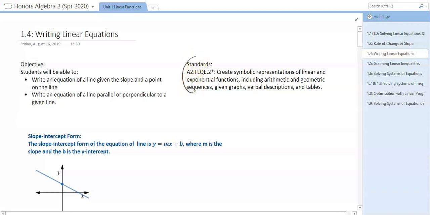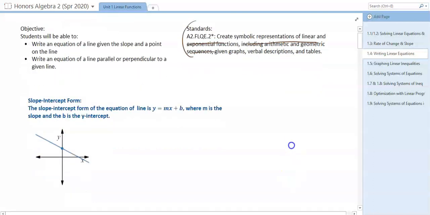FLQE2, which is creating symbolic representations of linear and exponential functions, including arithmetic and geometric sequences, giving graphs, verbal descriptions, and tables. So again, not focusing on exponentials today, not looking at sequences today, but we're just looking at the linears, again, setting the foundation for everything we're going to do the rest of the semester. Most of what we're doing today is from Algebra 1, a little bit from geometry when we talk perpendicular and parallel lines. So let's jump right in.